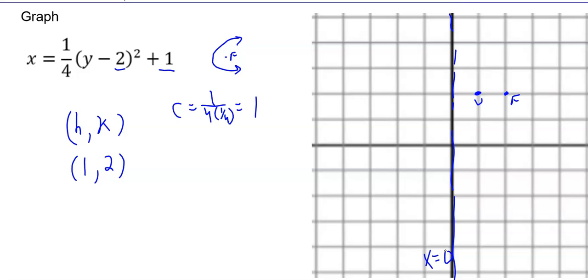Again, you could have used all formulas to get that. I didn't use that. There's 1 unit there between the vertex and the focus. So I'm going to go 2 units up from the focus and 2 units down from the focus and make my points and draw my graph. Something like that would be your graph.